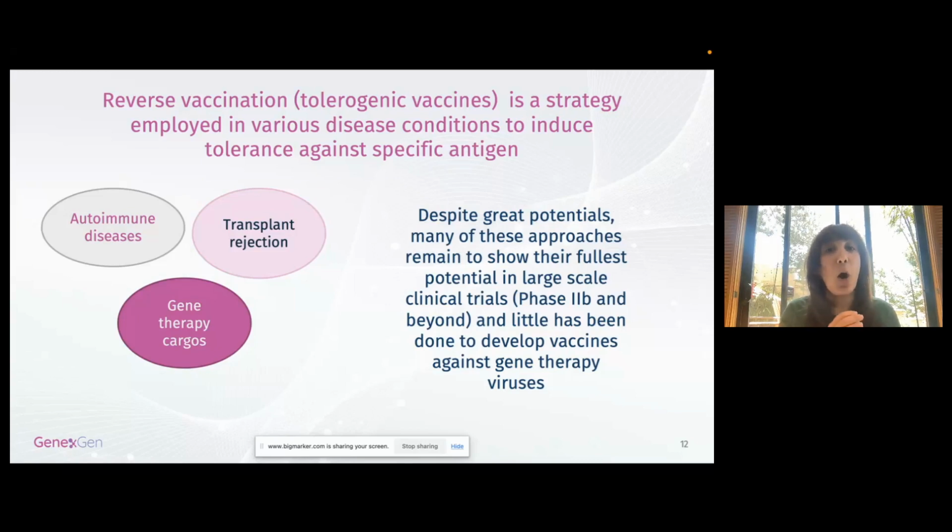Most of the time, it's hard to define what is the antigenic source, specifically in complex diseases such as autoimmune diseases and transplant rejection. And therefore, the field of tolerogenic vaccines has, despite its great potential, remained short of showing its fullest potential in clinical trials, partly because larger scale manufacturing of these peptides is sometimes very challenging. You don't know what's the right antigen to introduce to the patients and so on. So the field is poised for innovation.